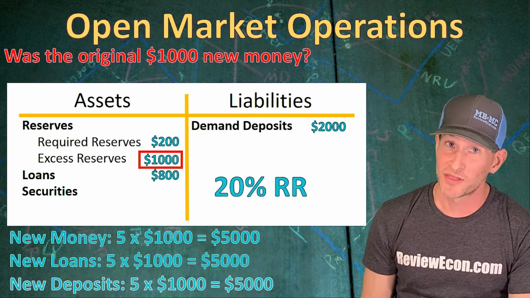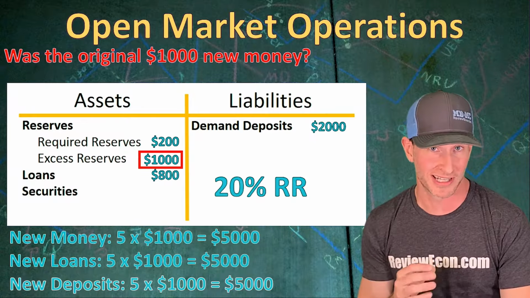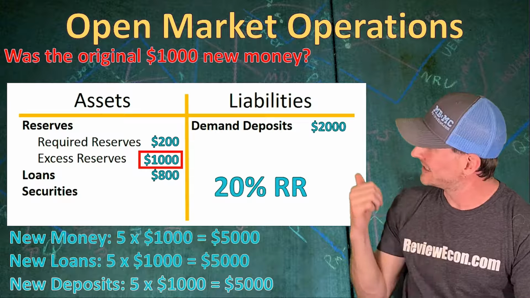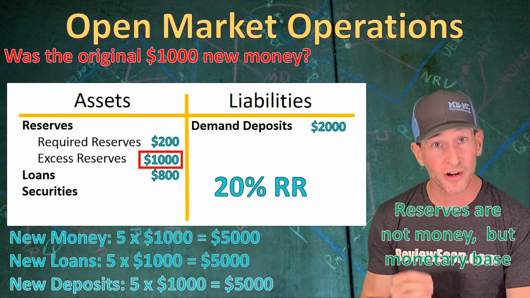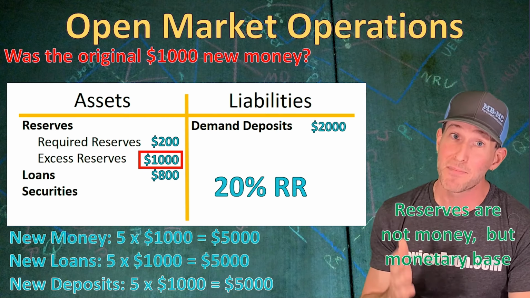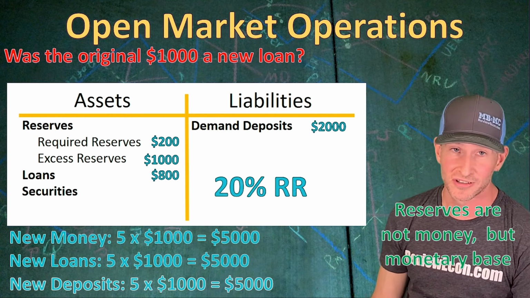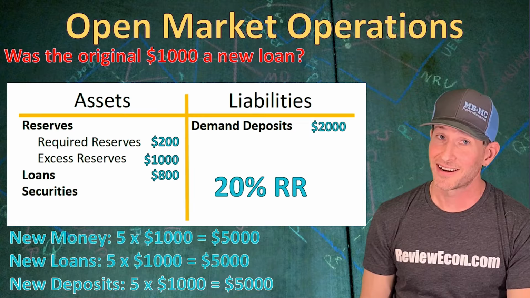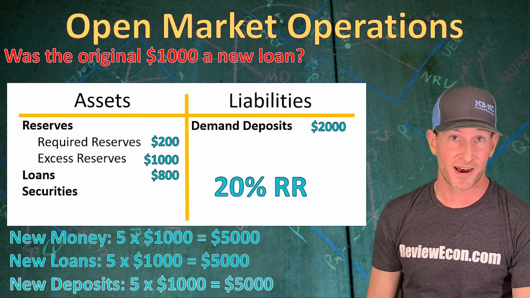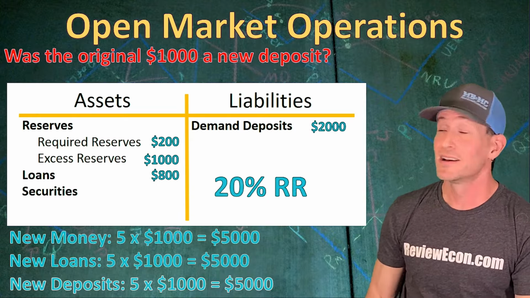So was that original $1,000 brand new money? The answer here is no, because when the Federal Reserve holds it, it's not money. And now it's in excess reserves. Well, reserves are not money. They are part of the monetary base. M0 is what you may see it as. And was that original $1,000 a new loan? Again, no. We're sticking with $5,000 here. And finally, was that original $1,000 a new deposit? Again, the answer is no. And so we're going to leave the new deposits created at $5,000.